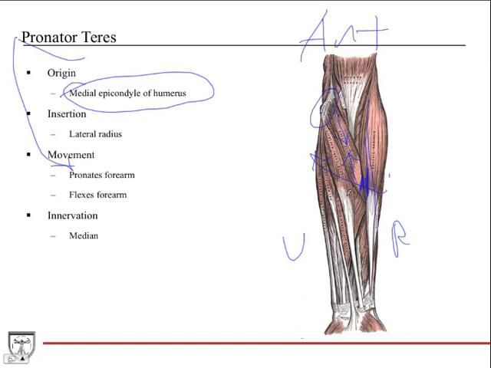And which essentially means turning the palm downwards, okay? Or to the dorsal surface. Also, it's not a major flexor of the elbow, but it does cross the joint here, as you can see. So it does do some flexion of the forearm, or flexion at the elbow joint. And innervation is median nerve.